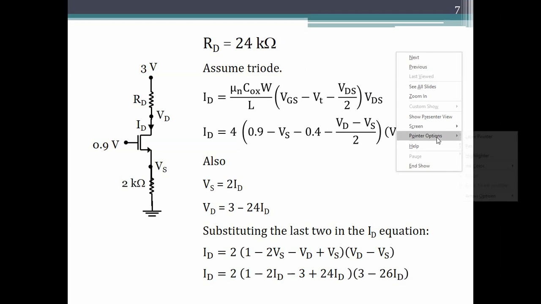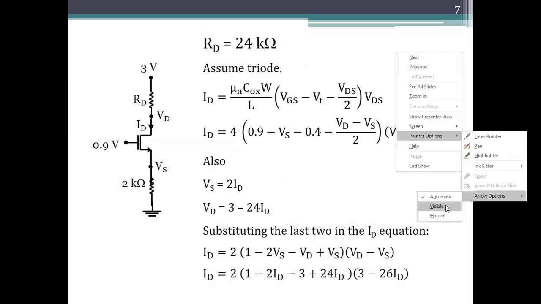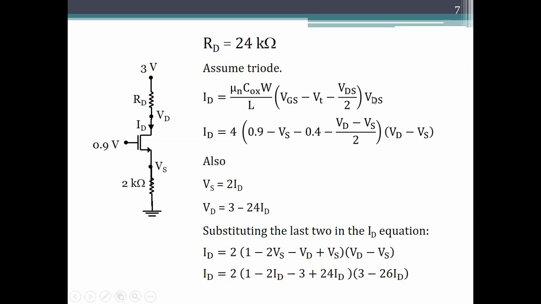And now we write the triode region equation and then substitute everything we know. So mu n C ox W by L is 4, Vg is 0.9, Vt is 0.4, Vd, Vs. So now we have three unknowns, Id, Vd, Vs. So we need two more equations. One comes from the source branch. We already saw that Vs is equal to 2 times Id.